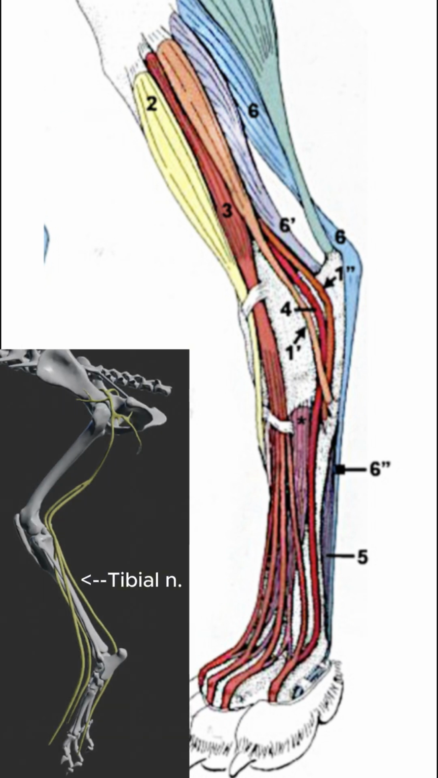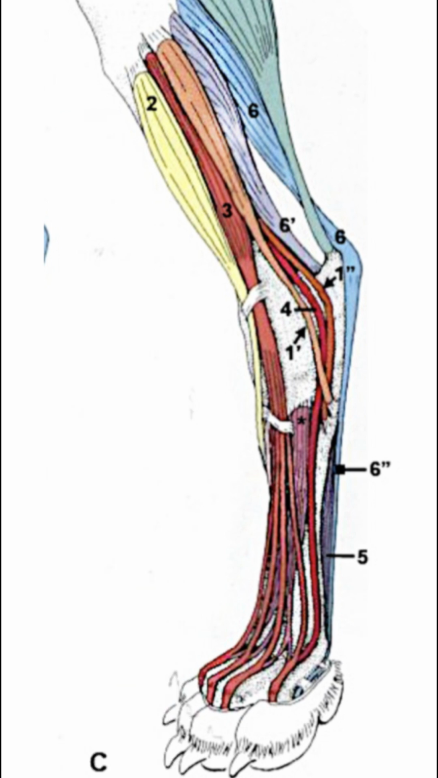The tibial nerve innervates the caudal group of the crural muscles, also known as the flexor group, such as the gastrocnemius, popliteus, deep digital flexor, and superficial digital flexor. These muscles control dorsiflexion of the digits and extension of the hock via a lever arm of the tuber calcanei.